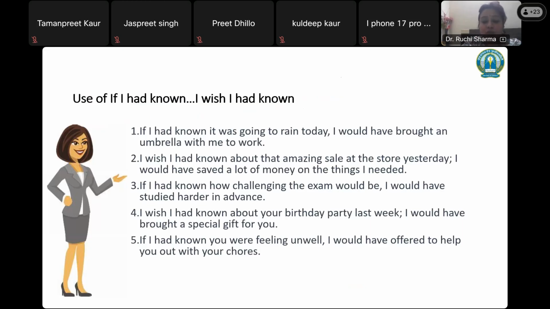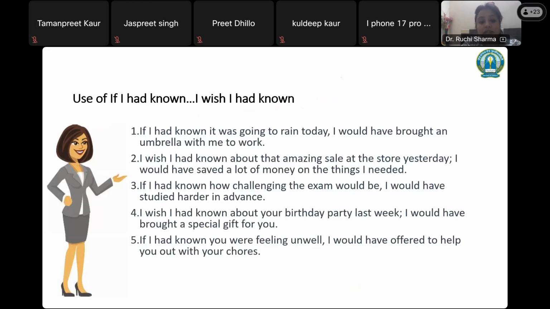Right? Now we are talking about 'If I had known it was going to rain today, I would have carried an umbrella with me', which means that because you did not carry an umbrella, you were probably drenched in the rain. But if it was known to you, you would have carried an umbrella. Or maybe you are stuck at some place waiting for the rain to stop, and you're just wishing that if you could have predicted the weather, you would have seen the weather forecast maybe, then you would have been better prepared.